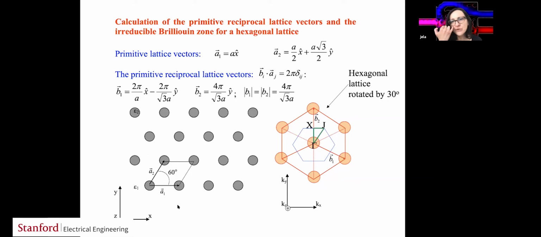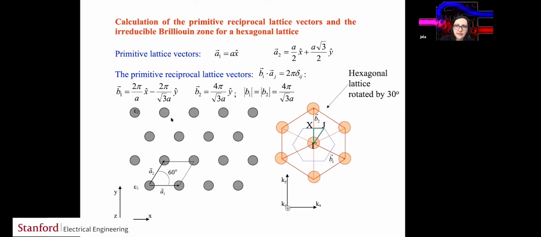Of course, the choice of these two is not unique. I mean, you can say, well, I can also pick B2 so that it goes down, or I can pick my B1 so that it goes here. It doesn't matter. All of these would give you the same result as long as you satisfy these relations. Does that make sense? Okay.